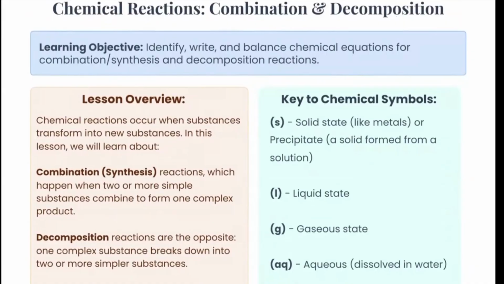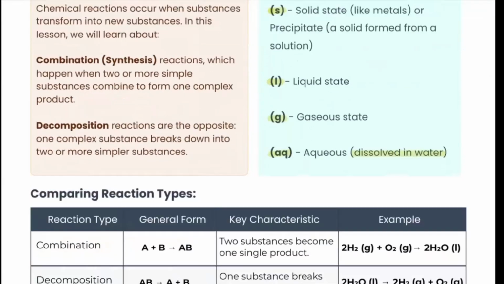But before we differentiate between the two reaction types, there are a few symbols I want you to be comfortable with when reading chemical equations. The S means solid, L means liquid, G means gas, and AQ means aqueous, which means the substance was dissolved in water. So these symbols essentially tell us the state of matter that an element, compound, or molecule is in. And it's a very important part of a chemical equation.